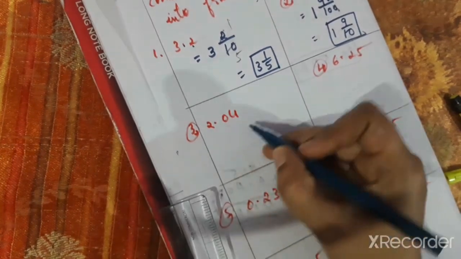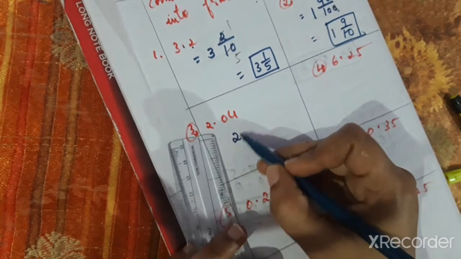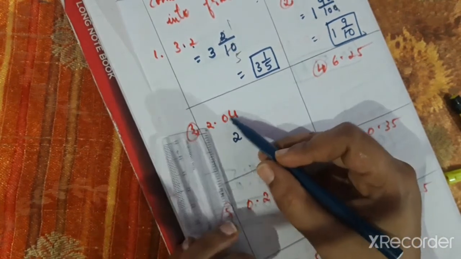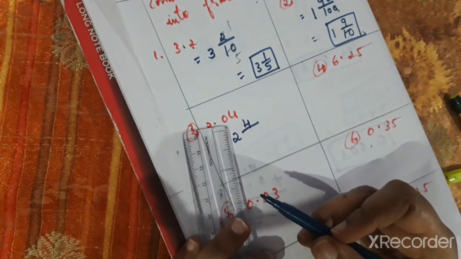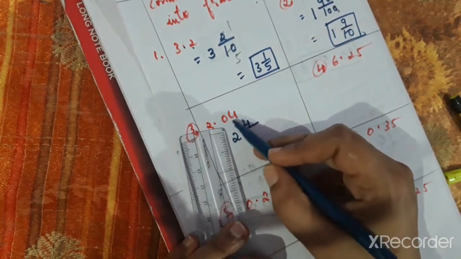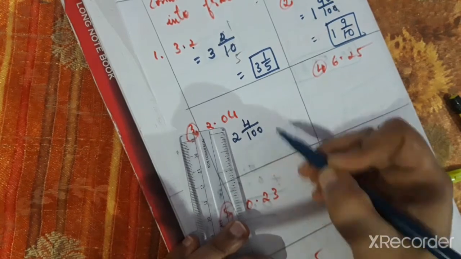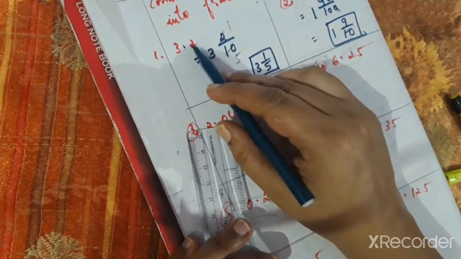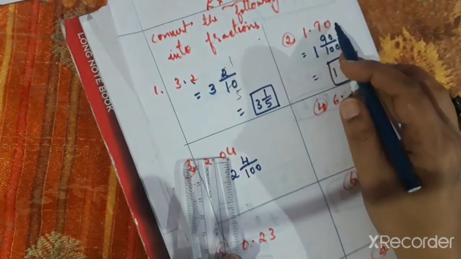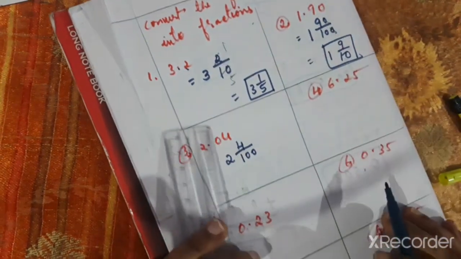Next is 2.04. 2 is the whole number, outside, get out. 04 becomes the numerator, so instead of writing 04 we can write 4. After the decimal point 2 numbers means we write 100, 2 zeros. 2 numbers means 2 zeros, 1 number means 1 zero, so 2 zeros means 100 form.